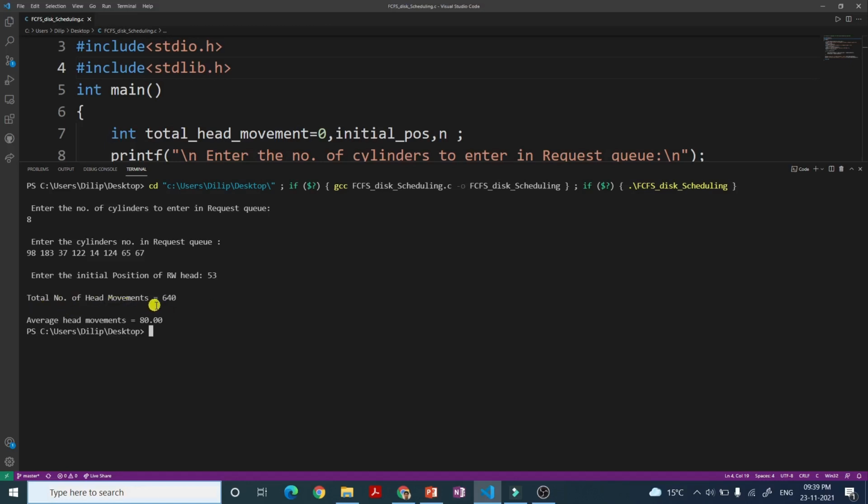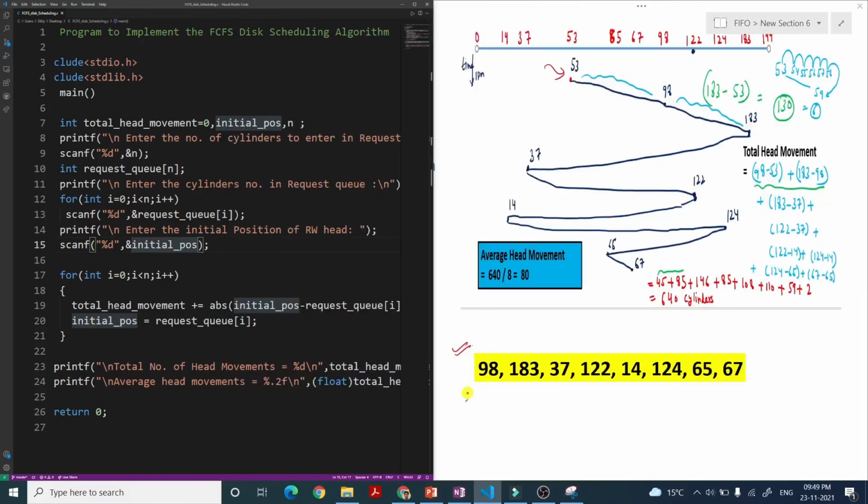The total number of head movements is 640 cylinders, and the average head movements is 80, shown as 80.00 because I have printed to 2 decimal places. I hope now you have understood how the input and output will look. As you can see, this was our request queue, and the initial position that we are saving in this variable was the 53rd position.